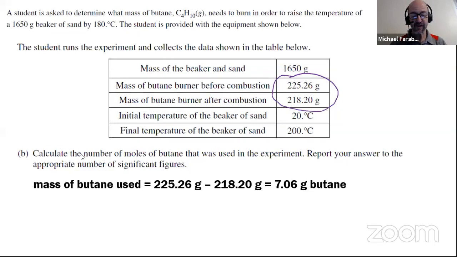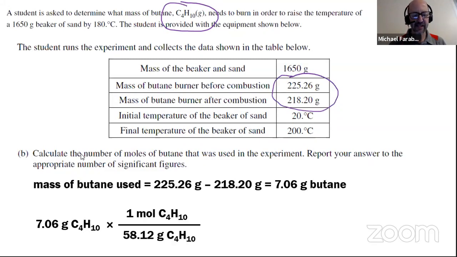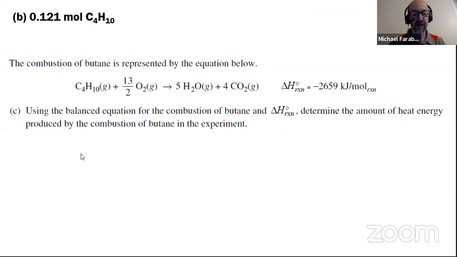And that has 3 significant figures, so 7.06 grams of butane, and they do give us, in this problem, the formula of butane, although it was not listed in the table itself, it was up there in the stem of the question. So carbon weighs 12.01, hydrogen weighs 1.008, so you multiply carbon times 4, hydrogen by 10, and you get 58.12 grams of butane per mole. 3 significant figures in our answer. So 0.121 is the answer to part B. That's moles of butane that were used in the experiment. Now, moving on to part C, we are given a balanced equation for the combustion of butane.